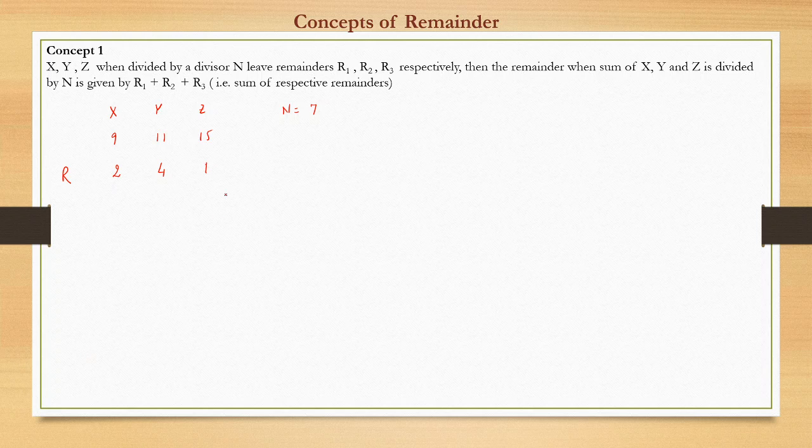Now if the question is, what would be the remainder when x plus y plus z is divided by n? That is nothing but 9 plus 11 plus 15 by 7. One method is that we can directly add these numbers. So 9 plus 11 is 20, plus 15 is 35. So 35 by 7: the remainder is nothing but 0. It exactly divides, 7 fives are 35, so the remainder is 0.